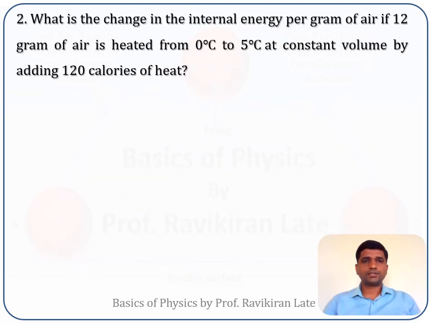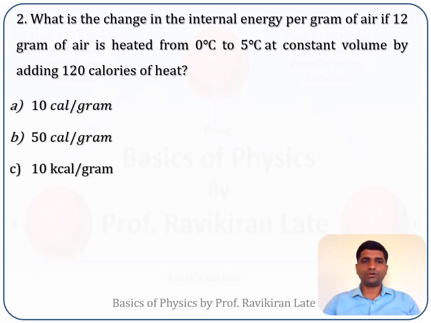Now the next question is, what is the change in internal energy per gram of air if 12 gram of air is heated from 0 degrees Celsius to 5 degrees Celsius at constant volume by adding 120 calories of heat? The options are given: 10 kilocalorie per gram, 50 calorie per gram, 10 kilocalorie per gram, 50 kilocalorie per gram. So actually this is a problem based on the first law of thermodynamics.